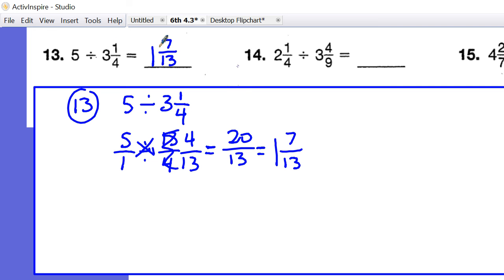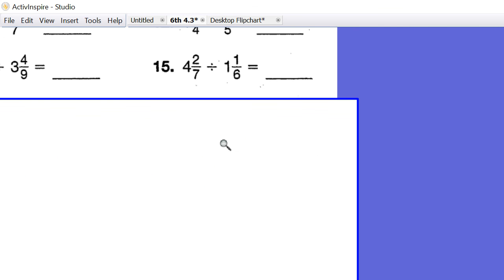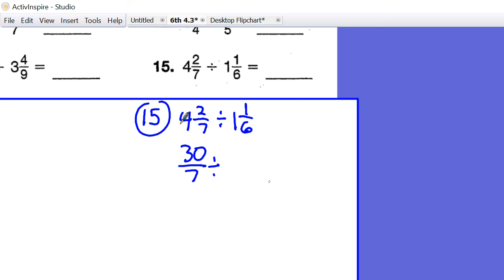Alright, the next one we'll check out is number 15, which is 4 2/7 divided by 1 1/6. Same steps as before. Rewrite the mixed numbers as improper fractions. 4 times 7 is 28 plus 2 is 30. So it's 30/7 divided by 1 times 6 is 6 plus 1 is 7, 7/6. Now this is one where kids are going to be really tempted to want to simplify. Diagonally the 7s would simplify and the 30 and the 6 would simplify.